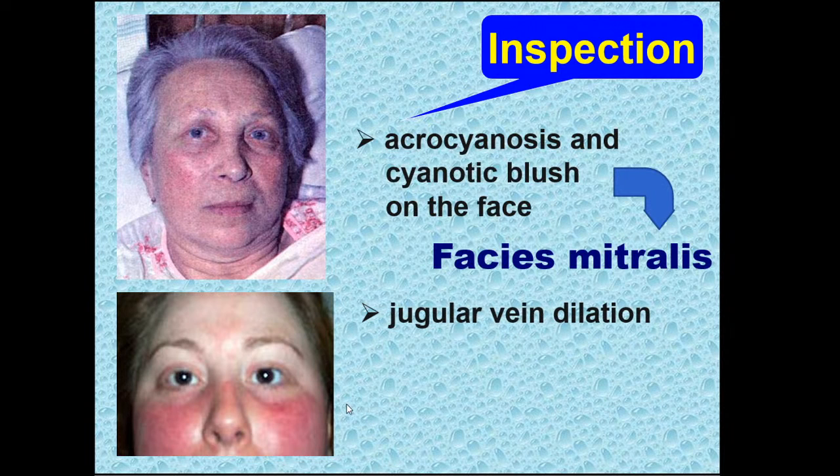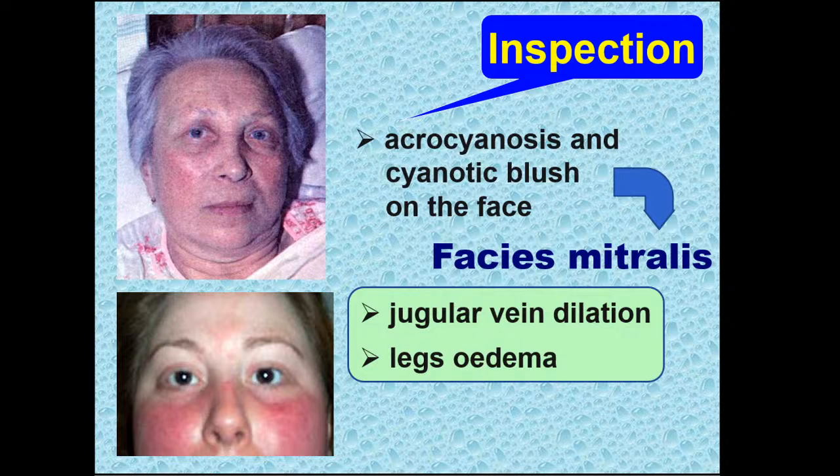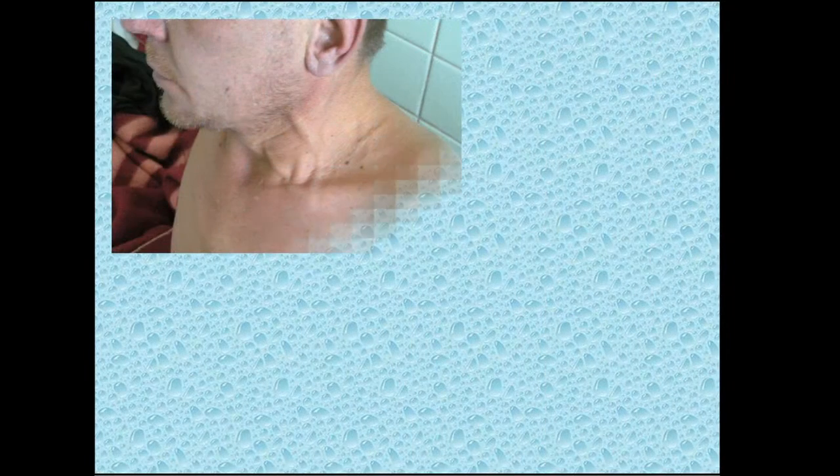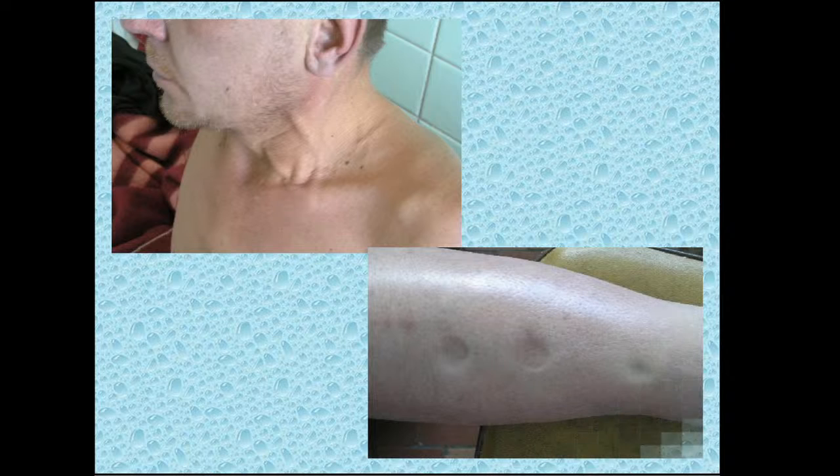We can see dilation of the jugular vein due to congestion of blood in the greater circulation. You can see edema on the leg also due to congestion of blood in the greater circulation. You see a dilated jugular vein, you see edema on the leg. There are visible signs of the mitral heart defect and facies mitralis.